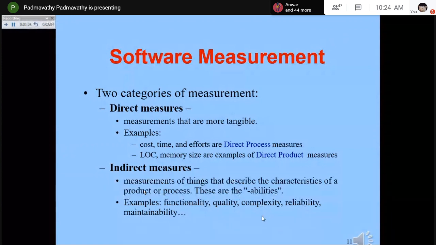So the functionality, the quality, the complexity involved, whether it is less complex or more complex. How many functions it has got, whether the functionality is efficient or not. Maintainability: is it good in maintenance, are they able to maintain it? Reliability: is it giving the required output? So all these are indirect measures.